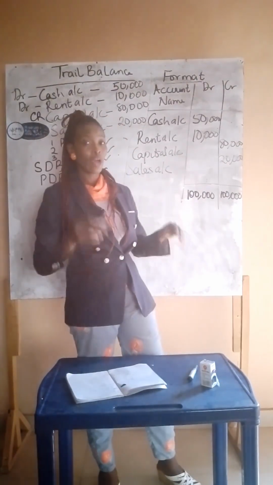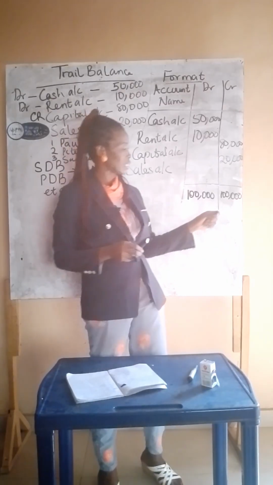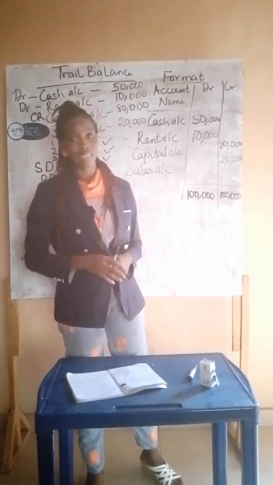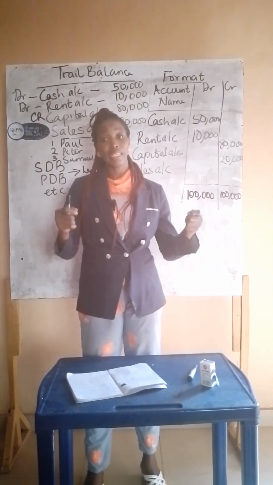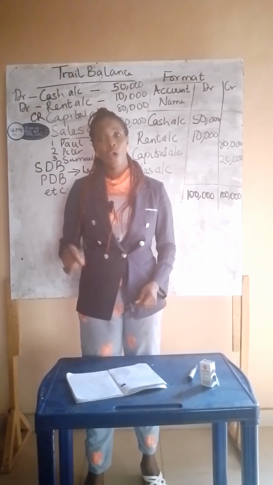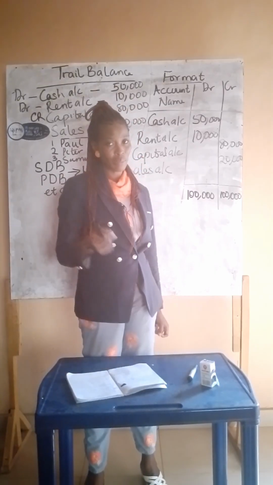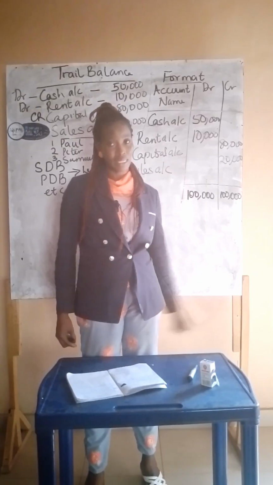In the case where what you have on the debit side is not equal to what you have on the credit side, then you will begin to ask questions. You should ask the examiner, where are the remaining ledger accounts, the remaining balances or balancing figure, as the case may be, on the ledger account? Which other accounts were omitted?